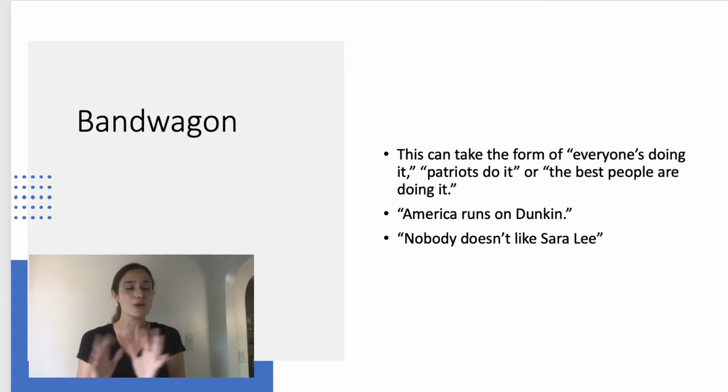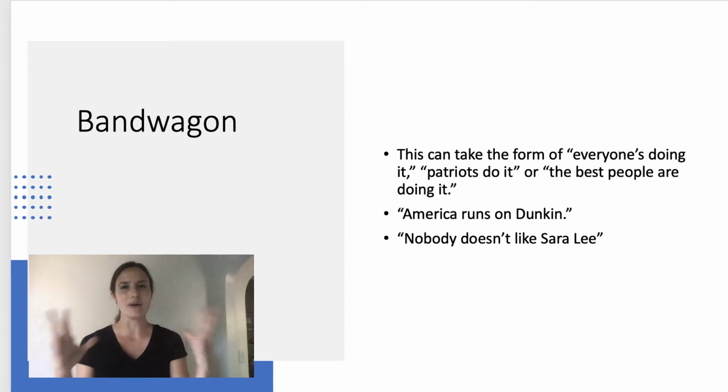There are people that don't really respond very well to this fallacy in advertising, but it can work on a lot of people. That's why advertisers use it so frequently. So America runs on Dunkin', nobody doesn't like Sara Lee, like everybody likes these donuts from Sara Lee, everyone in America drinks Dunkin' coffee and eats Dunkin' Donuts every morning. It makes us feel like if we don't, there must be something kind of weird about us.